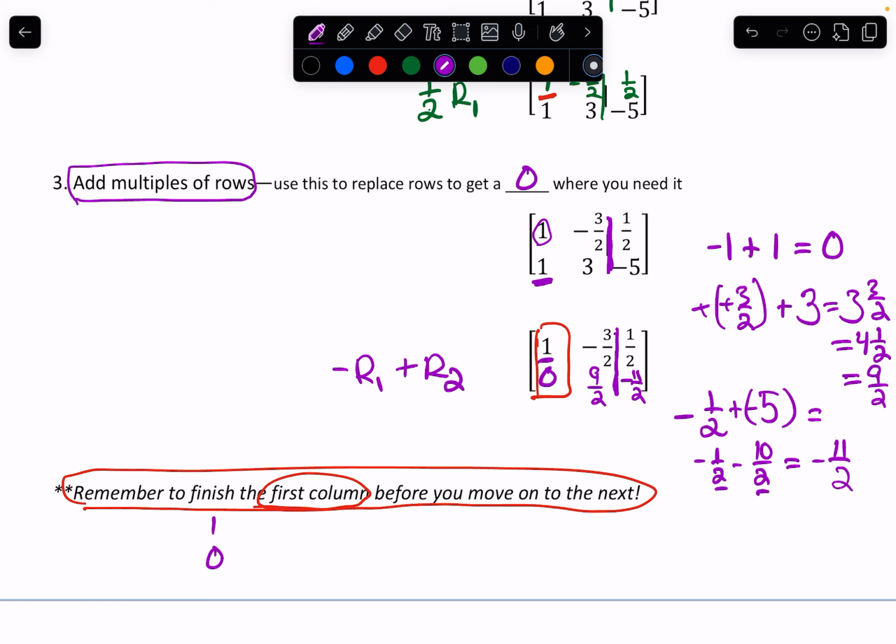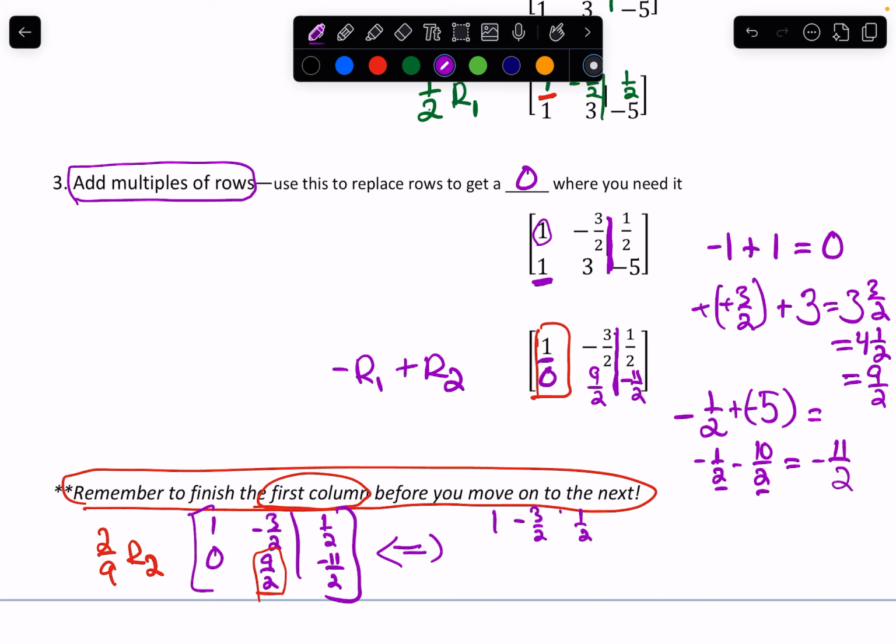So 1, 0, -3/2, 9/2, and our augmented column is a half, -11/2. Our next goal would be to get a 1 over here. So for us to get a 1, we need to multiply by the reciprocal of this. So 2/9 times row 2. Our first row would still be the same. So that would stay as 1, -3/2 and a half.